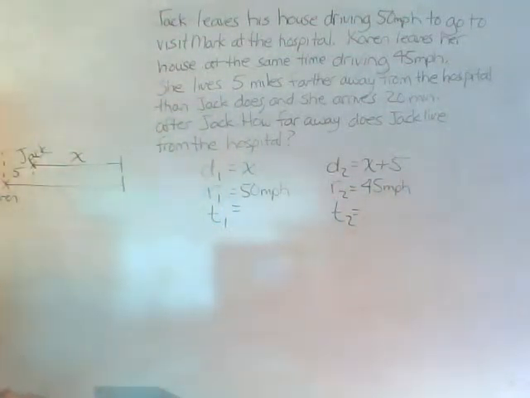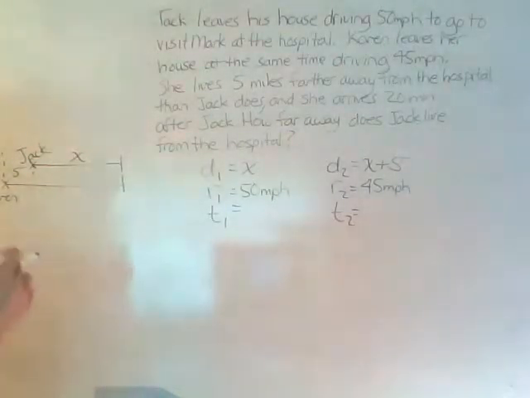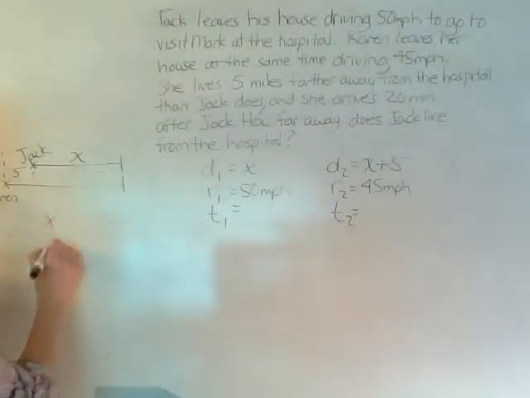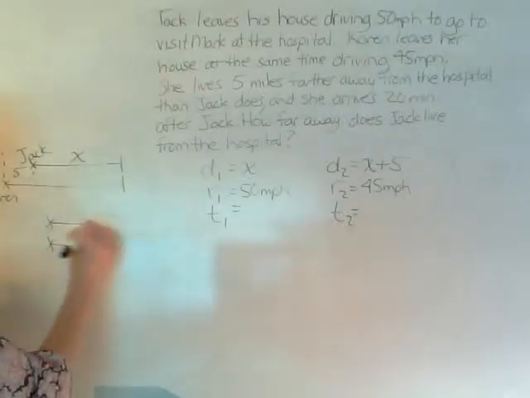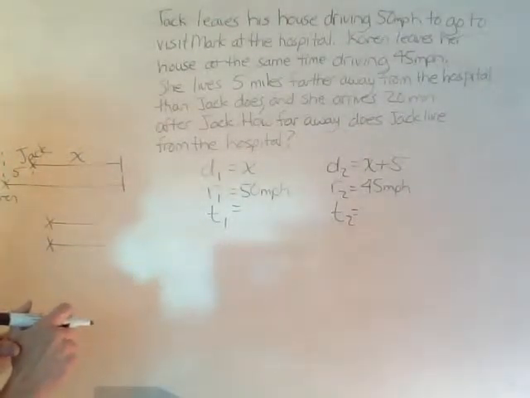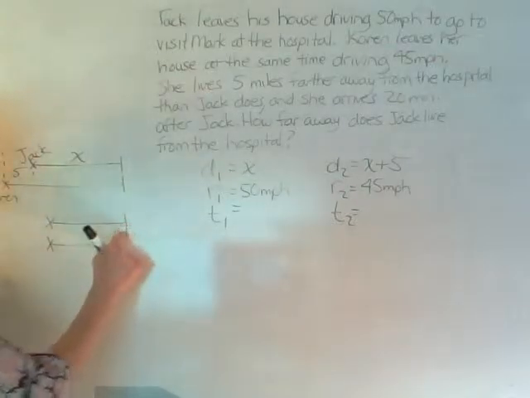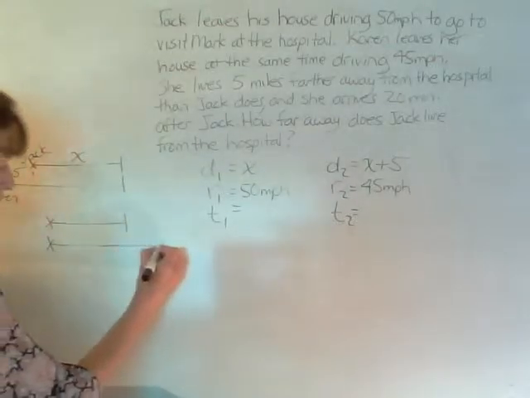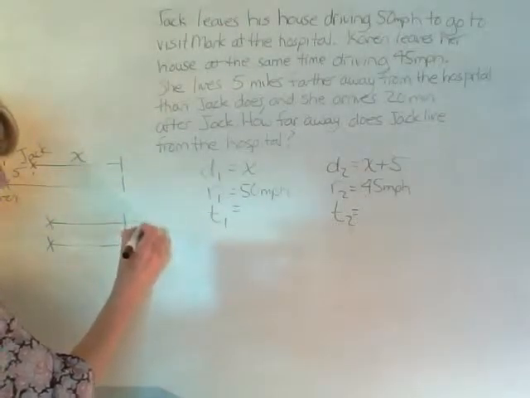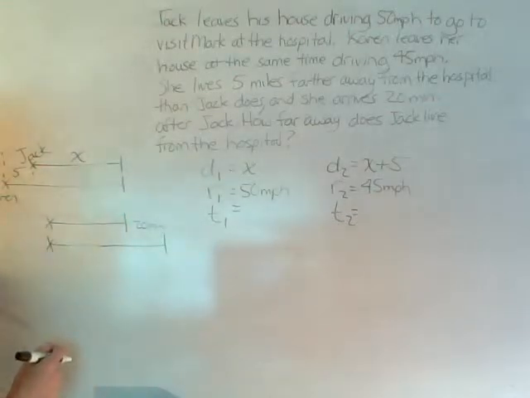All right. Now, let's draw a timeline for what's happening in this problem. It says that they leave at the same time from their different homes. So Jack leaves and Karen leaves at the same time. But it also says that it takes Karen 20 minutes longer to make the trip. So Jack gets there then, but Karen arrives 20 minutes later. So this time right here, between the lengths of these two lines, is 20 minutes.